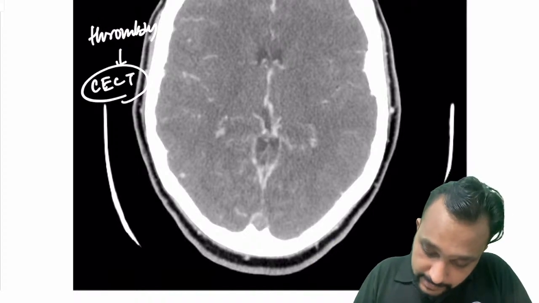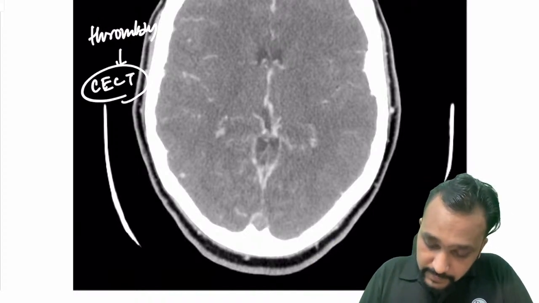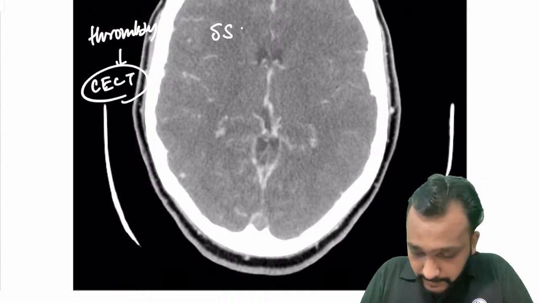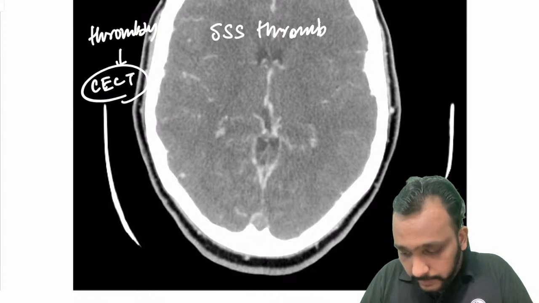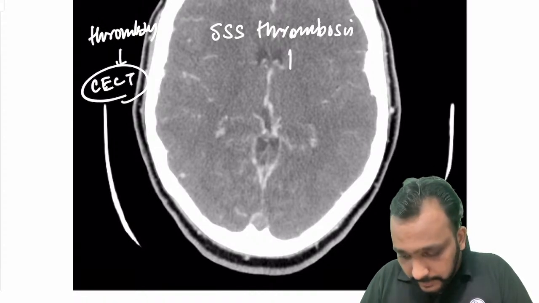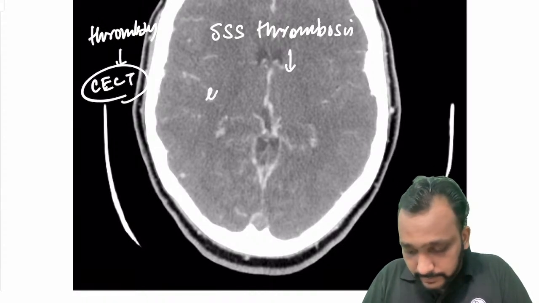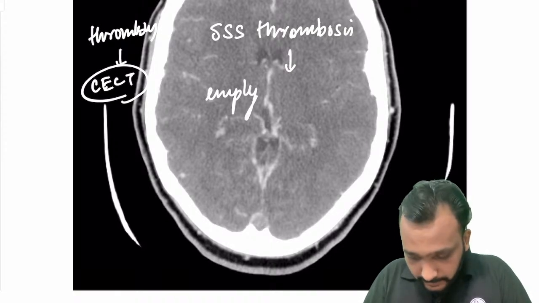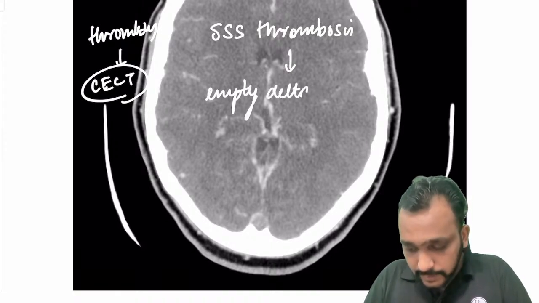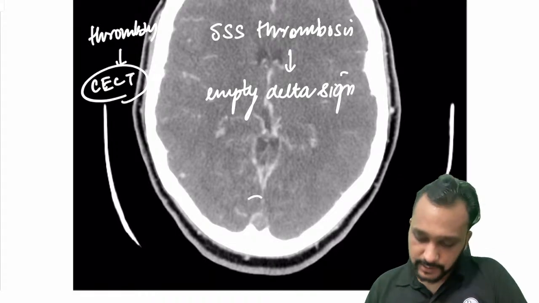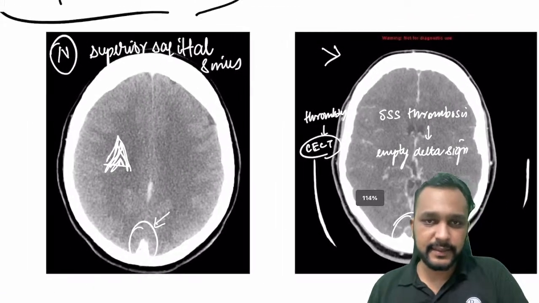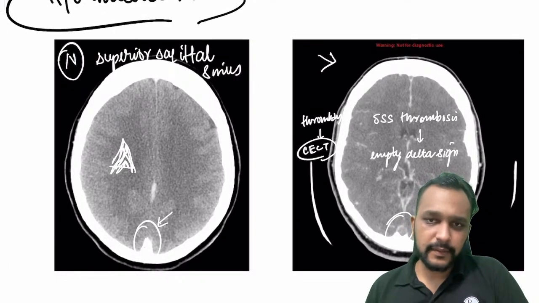Okay, and this is a case of superior sagittal sinus thrombosis, and there is an important named sign associated with this, known as the empty delta sign, right? Because of the thrombus within the superior sagittal sinus.